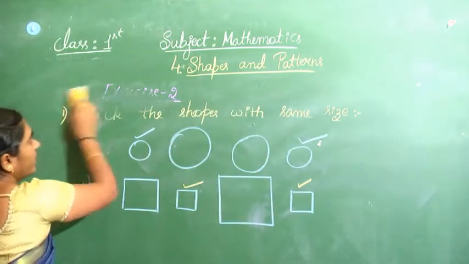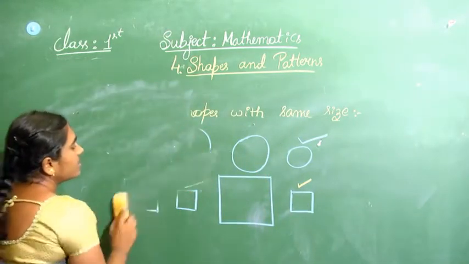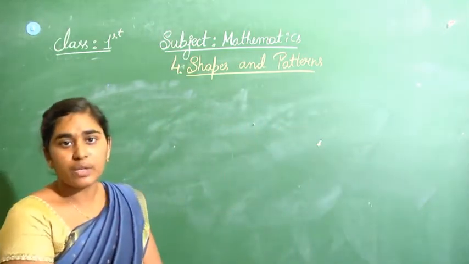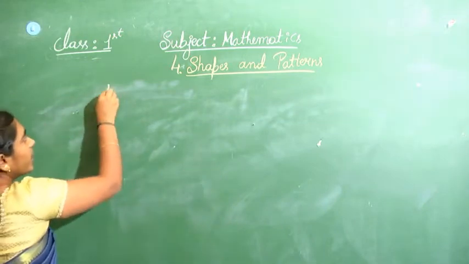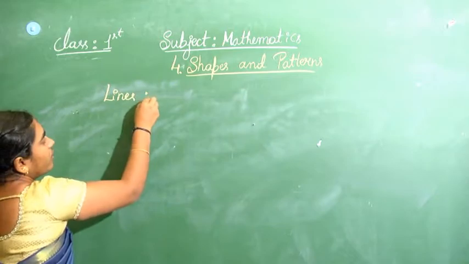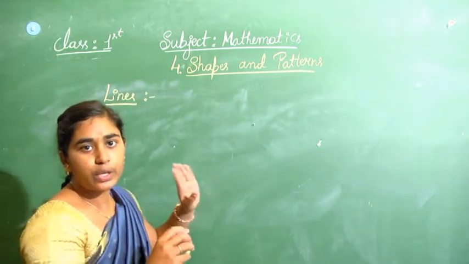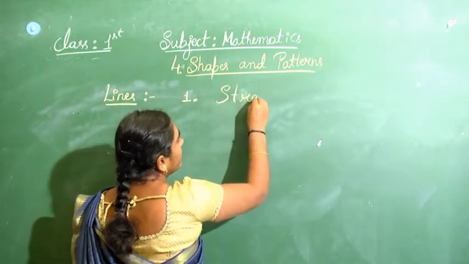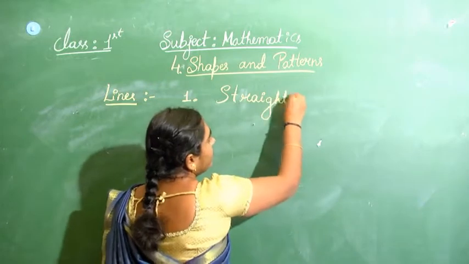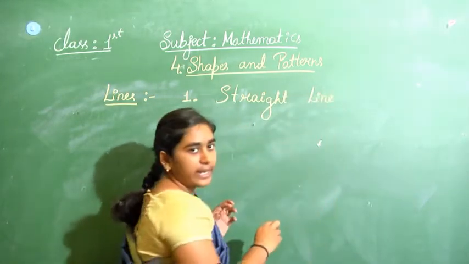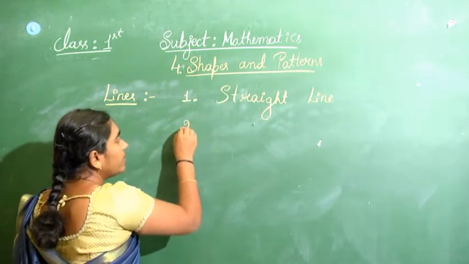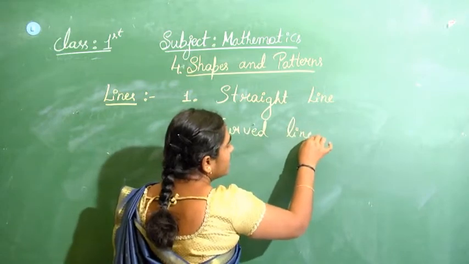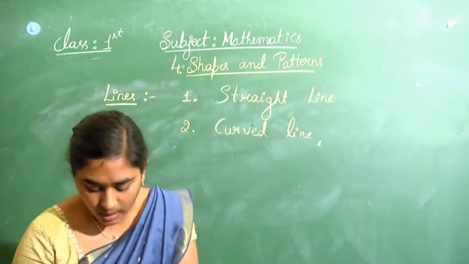Coming to the next topic, we have straight lines and various types of lines. There are two types of lines. When you draw a line, you will get two types. First one is the straight line, right? And one more, what will be the other one? Curved line. First one is a straight line, second one is a curved line.